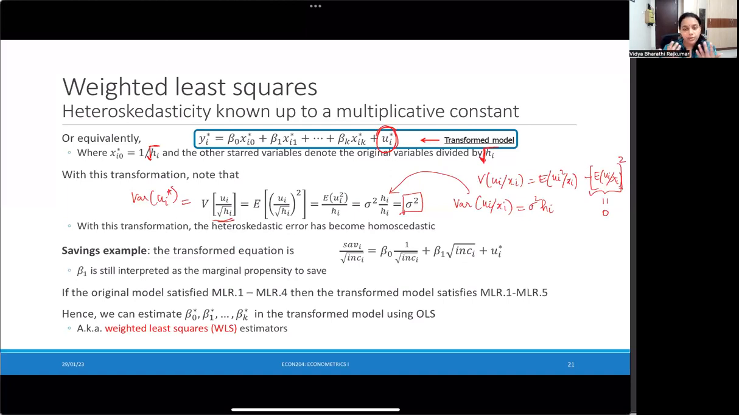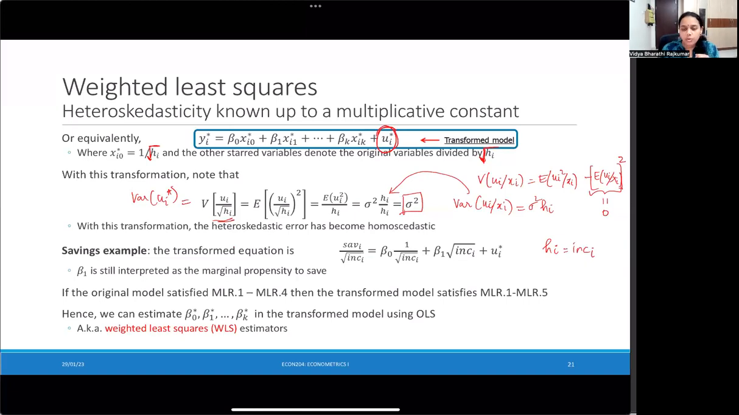If we were to use this in the savings example, where savings is just a function of income, our hi was just given by income sub I. So if I were to divide every term by the square root of hi, I'd be dividing every term on the left and right hand sides by the square root of income sub I. And that will be my transformed model. And this transformed model will have homoscedastic error terms.